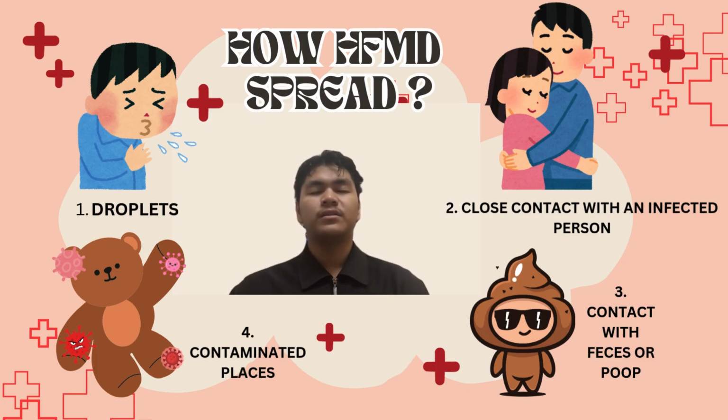The third one is contact with feces or poop. This one might sound surprising, but HFMD can also spread through contact with an infected person's poop. As an example, if a parent wants to change their young child's or baby's diaper and doesn't wash their hands properly, the virus cannot be completely eradicated. Thus, the virus can be transferred or spread to any other objects or even food.